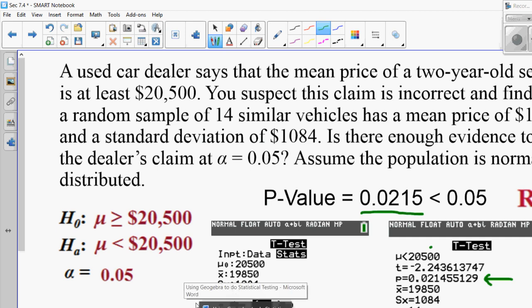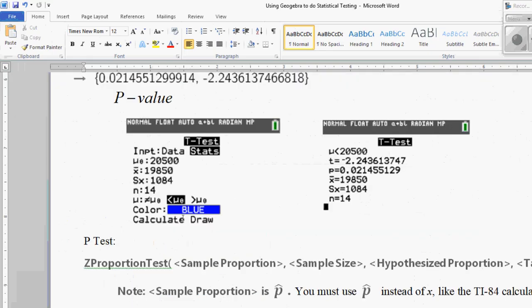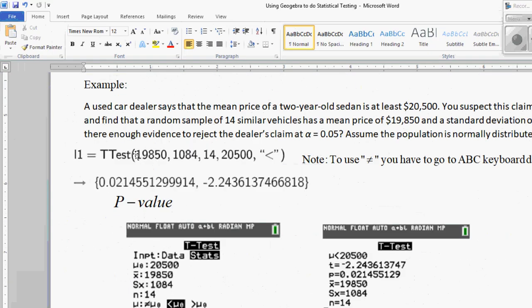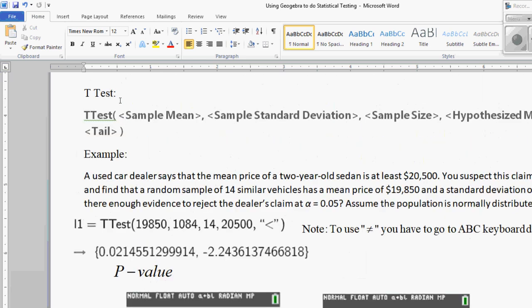So on this paper, you can see down here what we're going to type in, and I'll show it to you on this paper, then show you how that works on the computer. We're going to write in t-test, and we put in our information. Now up here, it shows you the order of the information. This is kind of the syntax. You have to put the sample mean in first, 19,850, the sample standard deviation, 1084, the sample size, 14, this hypothesized mean, which is just our H sub O, so that's 20,500, and then the tail.